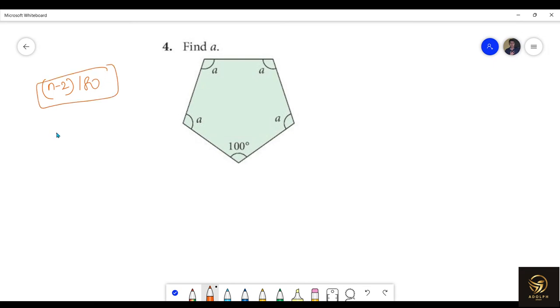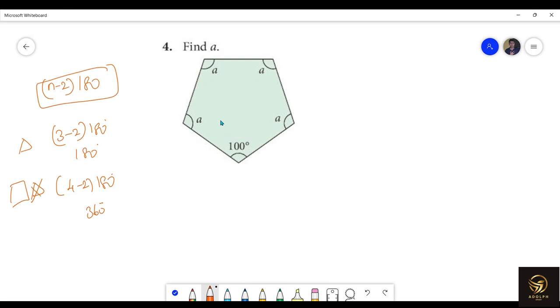And for a triangle, you'll be using 3 minus 2 into 180. And 3 minus 2 is 1, 1 into 180 is 180. So for a triangle, it is 180. For a quadrilateral, it is going to be 4 minus 2 into 180. So it's not a triangle, it's a quadrilateral. It's 2 into 180, it's going to be 360.